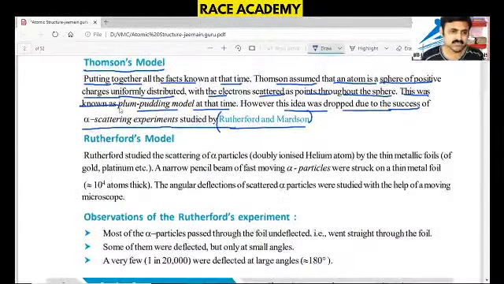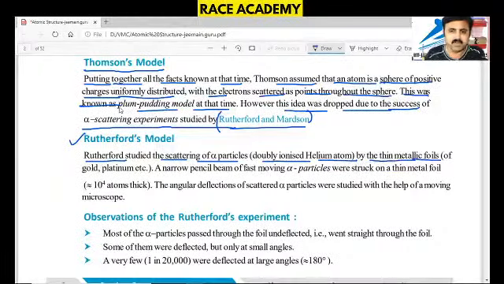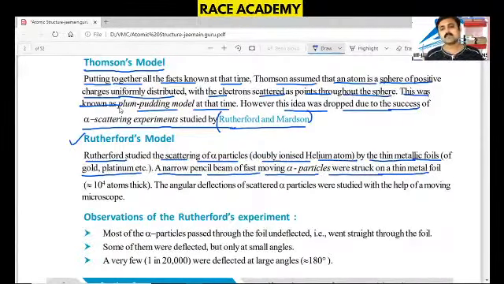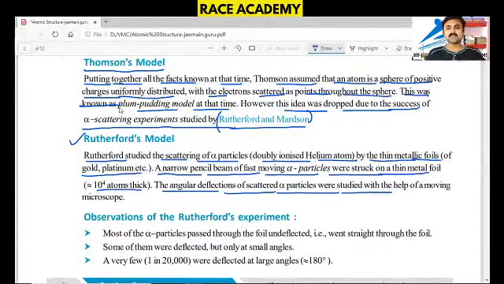Now you will see Rutherford's model. Rutherford studied the scattering of alpha particles, doubly ionized helium atoms, by thin metallic foils of gold and platinum, etc. He used a narrow pencil beam of fast moving alpha particles, which struck a thin metal foil of 10^4 atoms thickness. The angular deflections of the scattered alpha particles were studied with the help of a moving microscope.